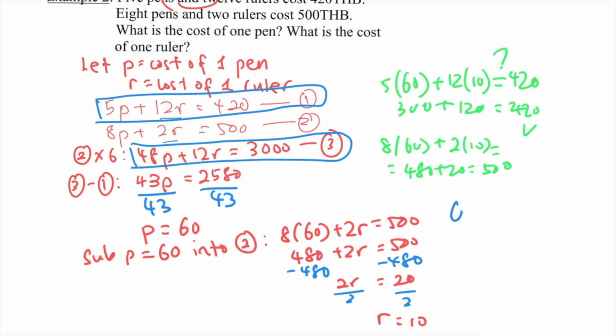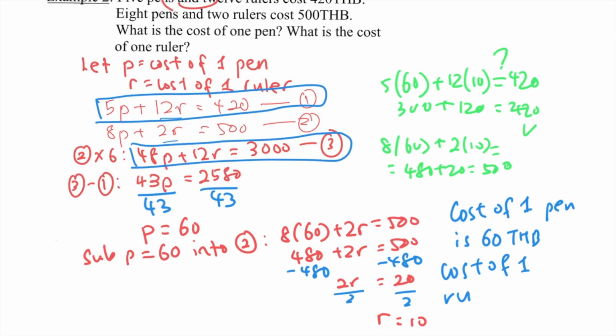So we can say that the cost of one pen is 60 Thai baht. The cost of one ruler is 10 Thai baht.